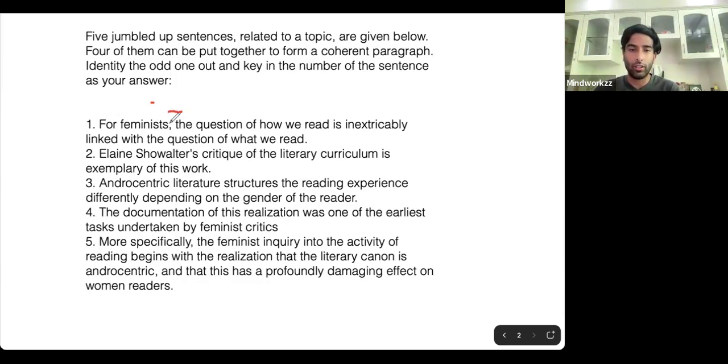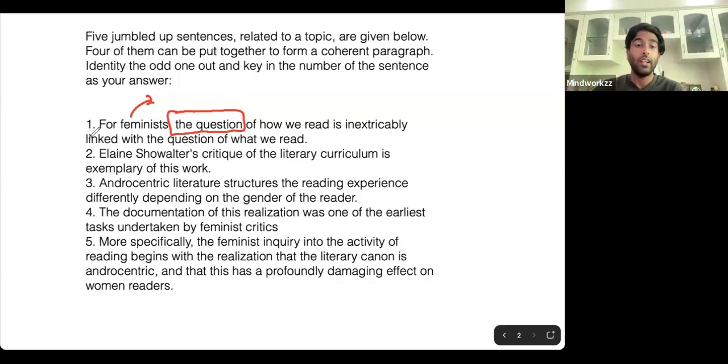This is an idea, and we are talking about feminists. For feminists, the question of how we read is inextricably linked with the question of what we read. So, something which is directly linked. It's just trying to tell you the way you read, or the way you interpret things, is based on what you read.